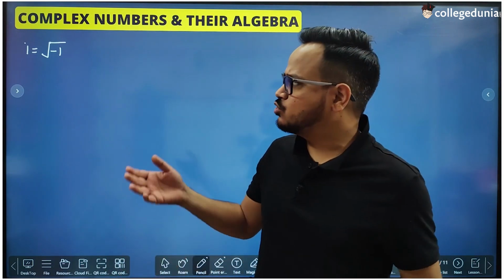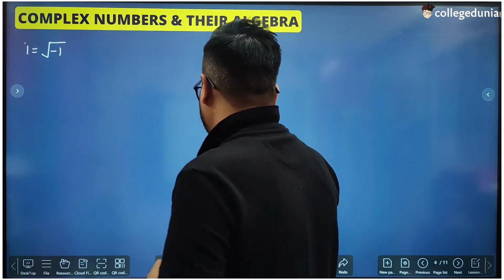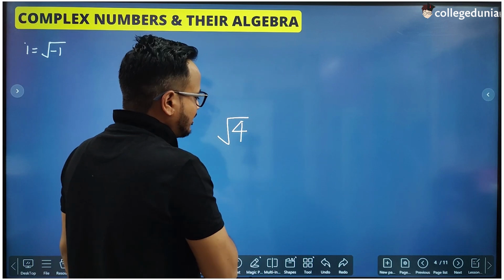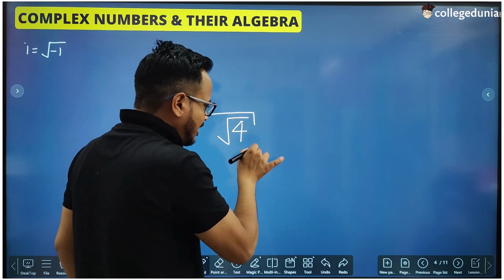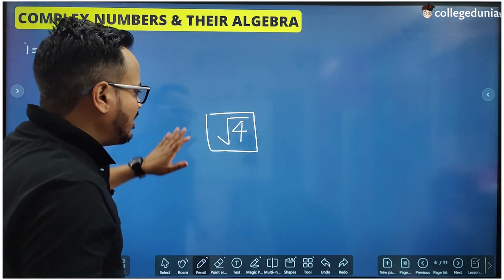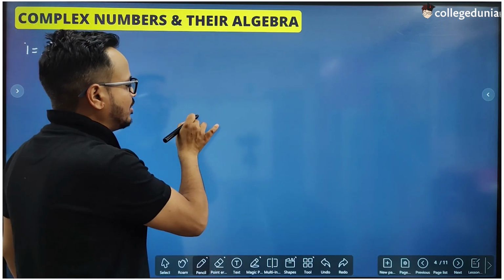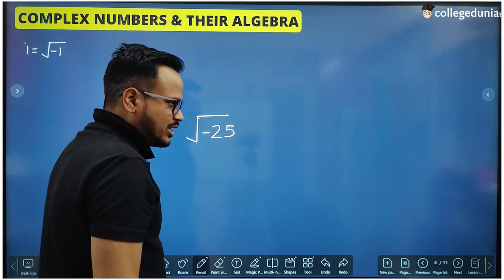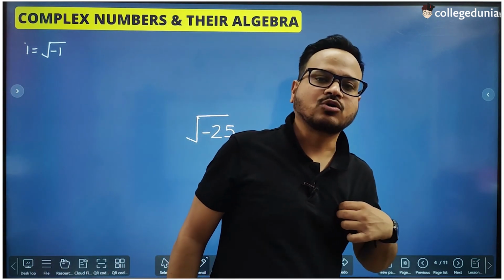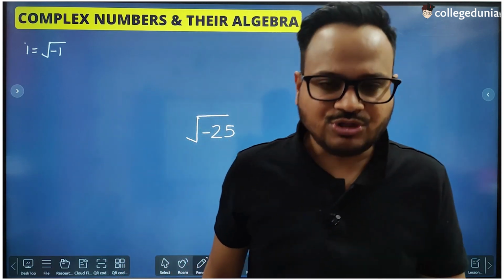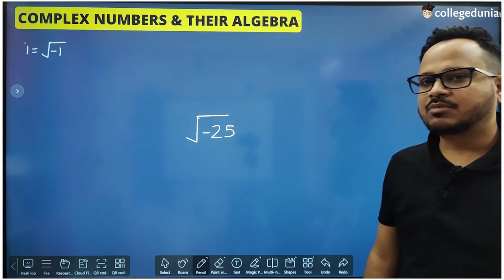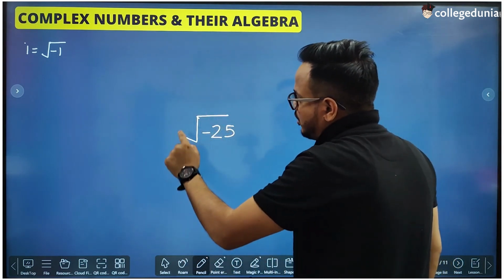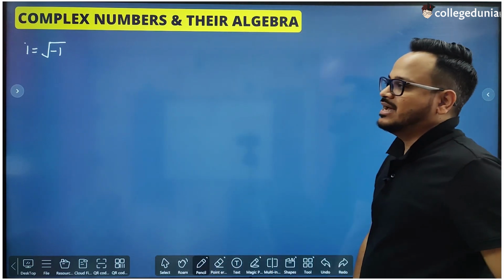So how will you find the square root of a negative number? Square root means what? If I am finding the square root of 4, that means I am finding the number whose square is 4. So if I am finding the square root of a negative number, let us say minus 25, how can we find it? There is no such number whose square is minus 25, because a square cannot be negative. So these numbers which are negative numbers inside a square root are called complex numbers.